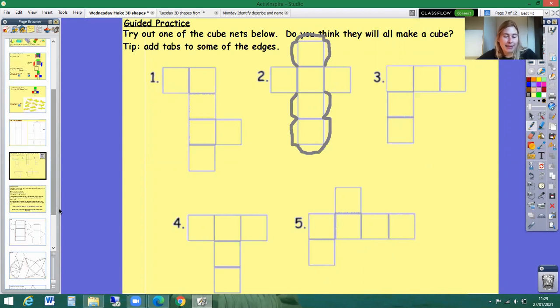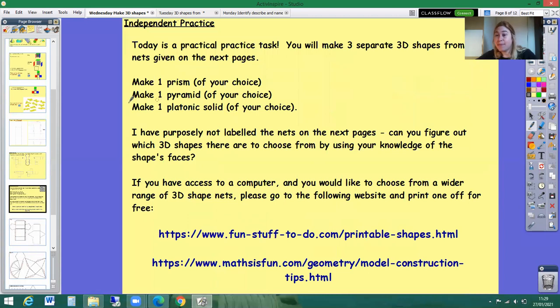In your independent practice next, I'm actually going to be a bit more generous, and I've given you nets with tabs. So don't worry, you will be able to make a net of a shape and be pleased with it. Just have a go at trying the different nets now and trying to put on your own tabs. Okay, pause the video, have a go at that. And then when you've had a go at your guided practice, move on to the independent practice.